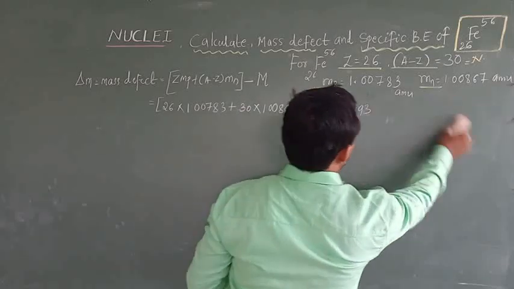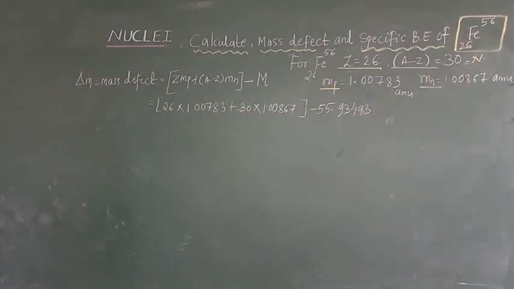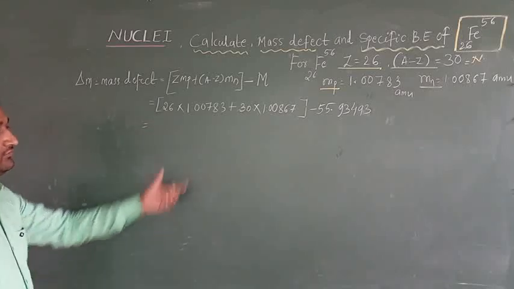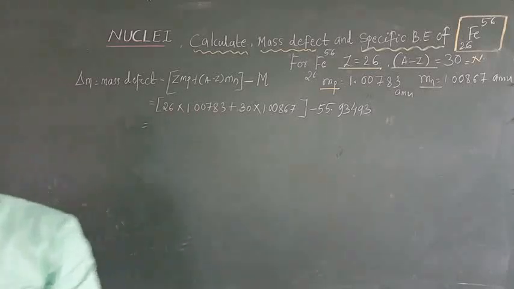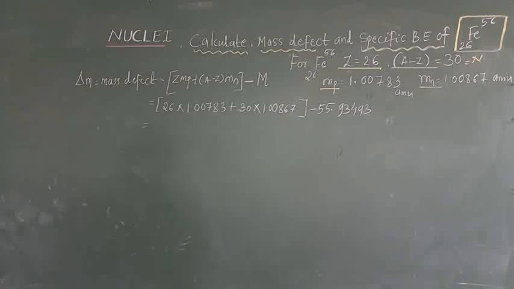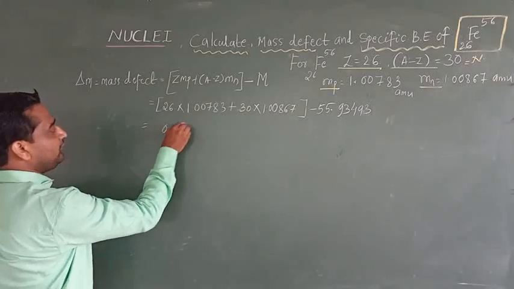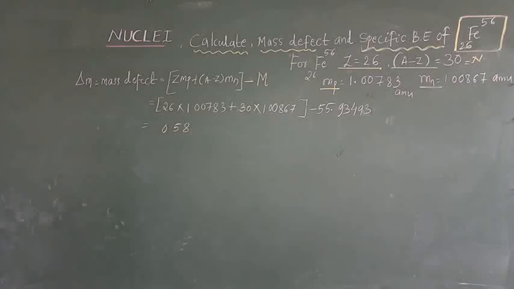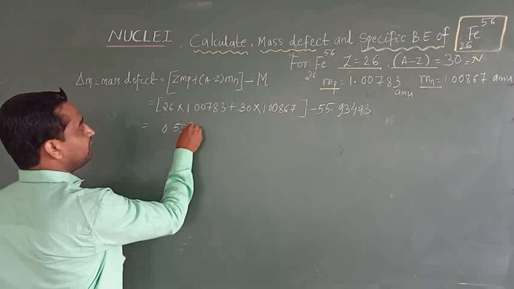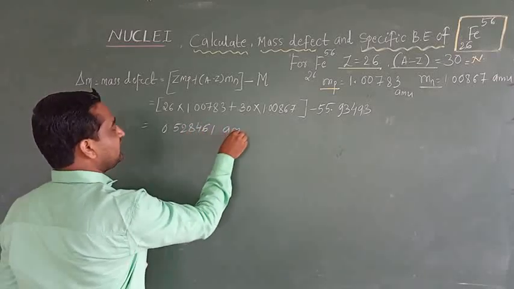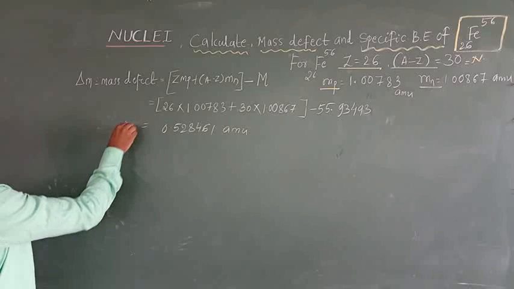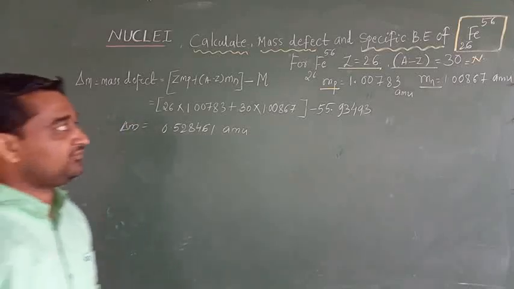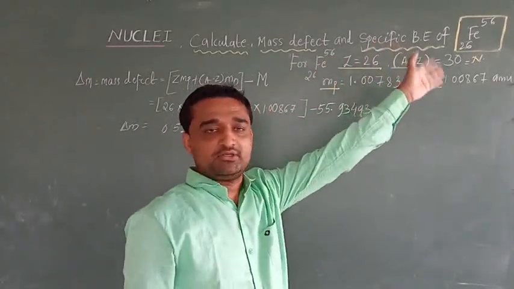All these masses are given in terms of AMU, right? So after solving this bracket, you will get the final answer, which is equal to 0.528461 AMU. So this is the mass defect we are observing in the formation of the iron nucleus from its constituent nucleons.